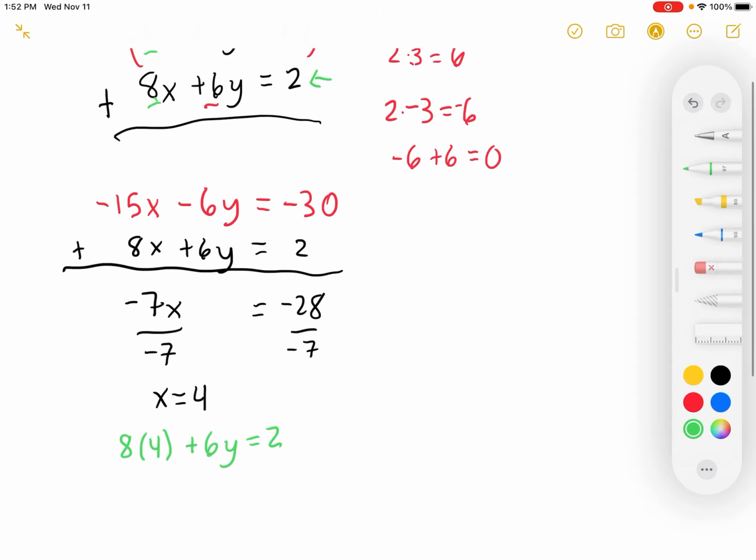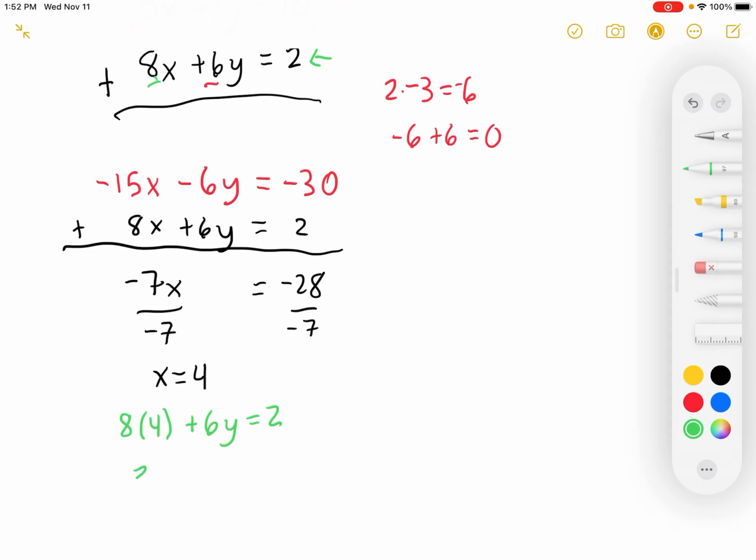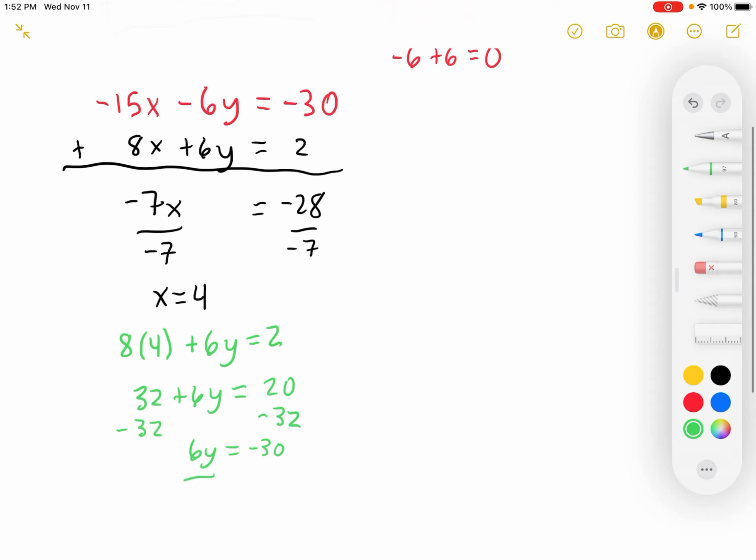So that's going to just slide down a little bit. 32 plus 6y is equal to 2. 6y is equal to negative 30. And then we divide by 6. We get y is equal to negative 5. Our final answer is 4, negative 5. So there's one example problem.